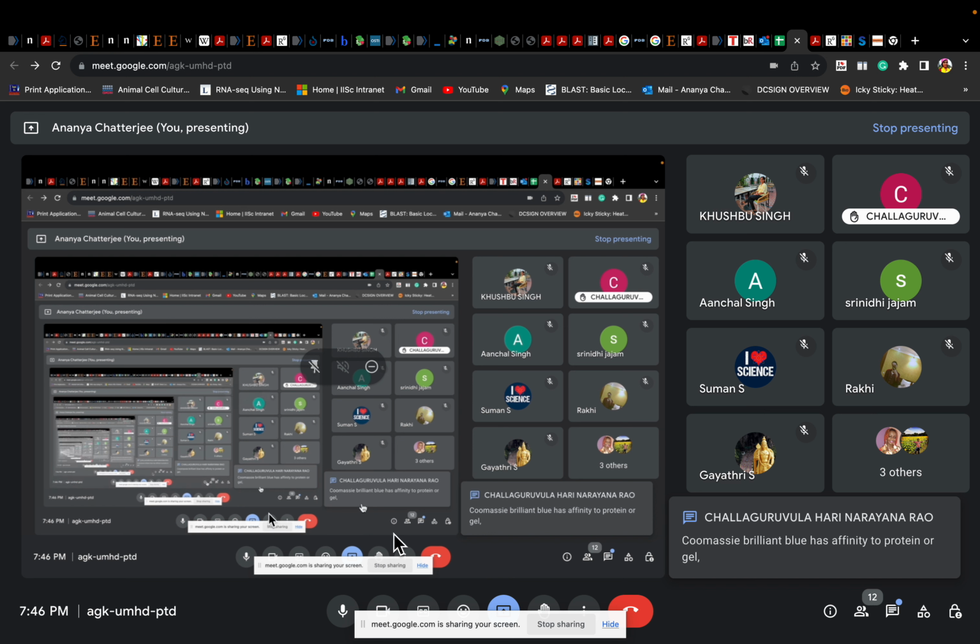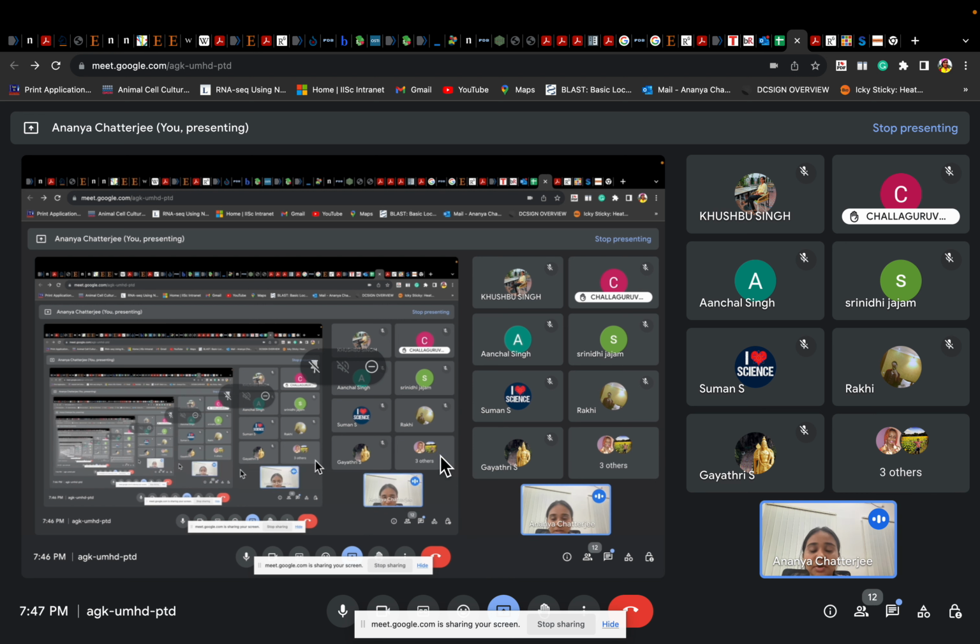Coomassie brilliant blue has affinity towards protein, specifically basic amino acids of protein, which are positively charged, that is lysine and arginine. It interacts electrostatically with those proteins, and with some aromatic amino acids it has some hydrophobic interaction. So yeah, it has affinity towards protein.